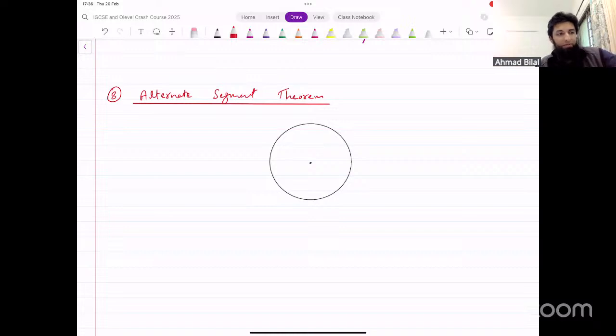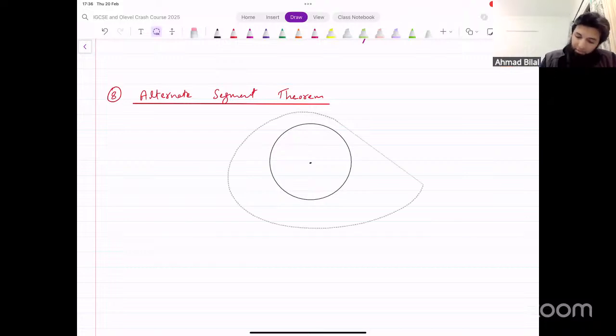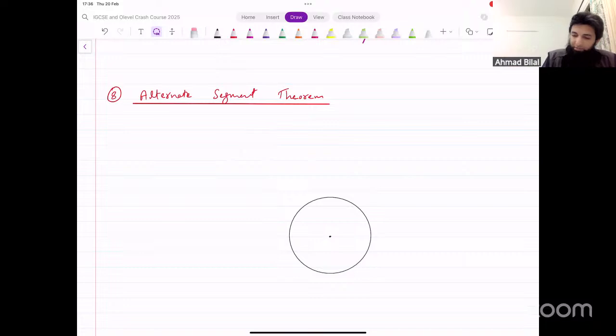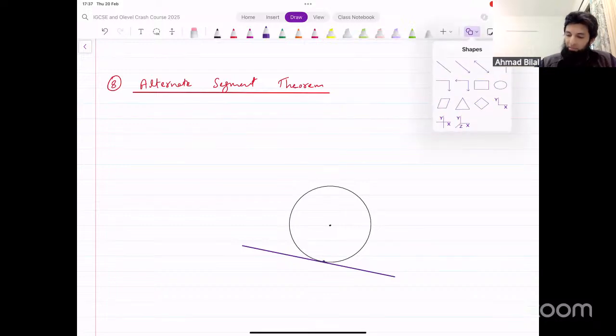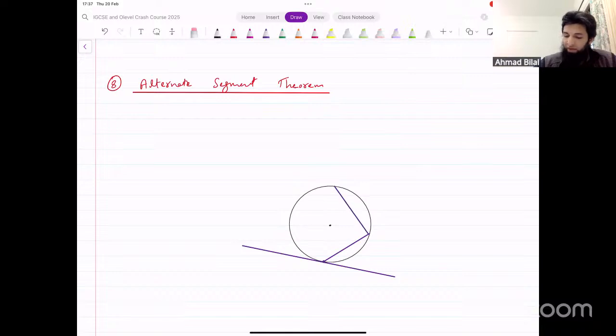Now, when you have this alternate segment, how do you spot this? In this case, you would have a tangent at any point. Let's say that looks like this. So you'd have a tangent, and from this point you would have a triangle in the circle anywhere that includes this point as one of the vertices. So let's say you have a triangle like this.